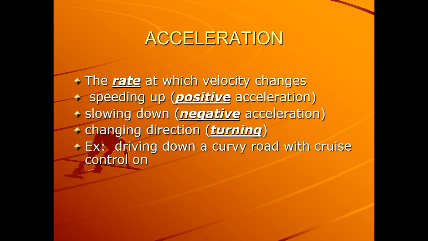An example of that would be if you're driving down a curvy road and you're not changing your speed, you have cruise control on. That would also be an acceleration. The symbol for acceleration is A, and the units for acceleration are meters per second squared. Now, don't let the squared confuse you. You're not squaring any of the numbers. That's just the unit. So you don't square any numbers just because it says meters per second squared.